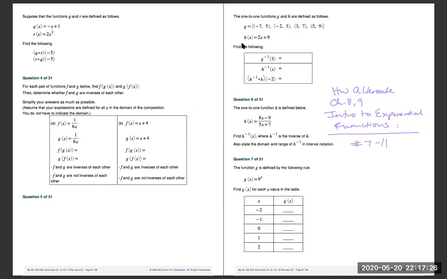Hello, my Math 130s. Today we're going to go over homework alternate chapter 8 and 9, intro into exponential functions, which will cover numbers 7 through 11 for this assignment.